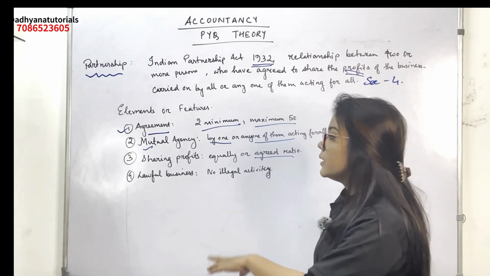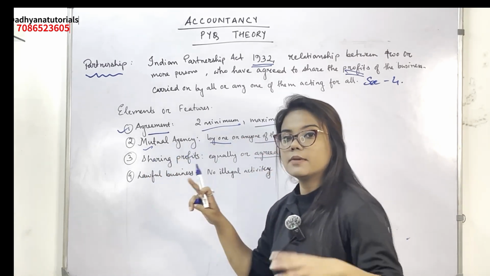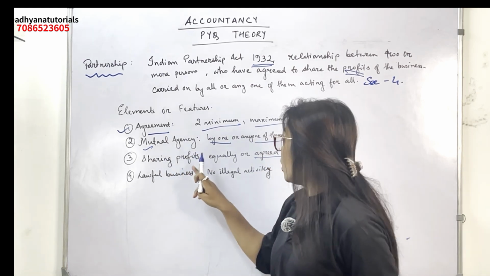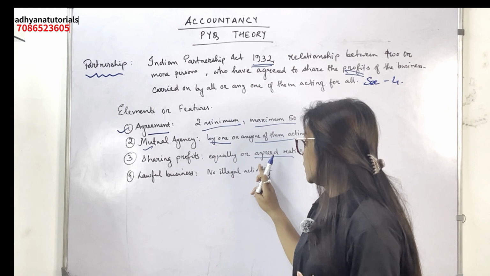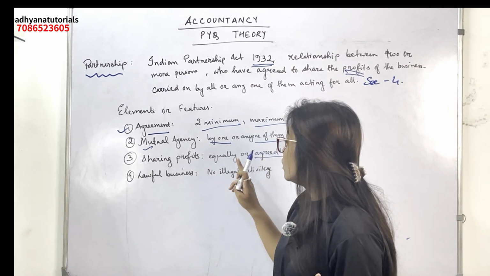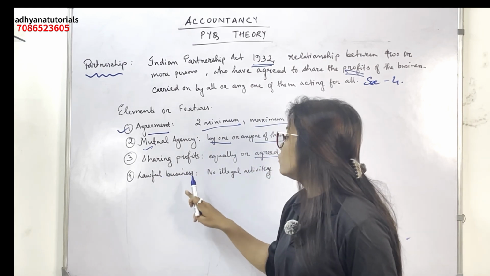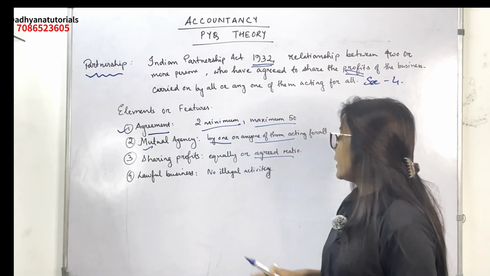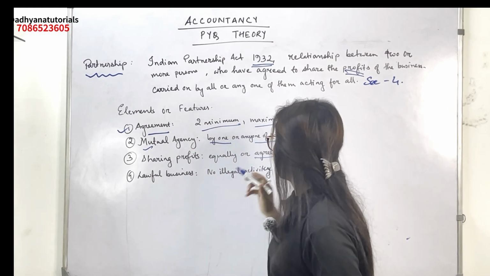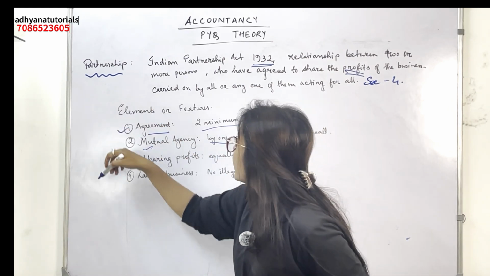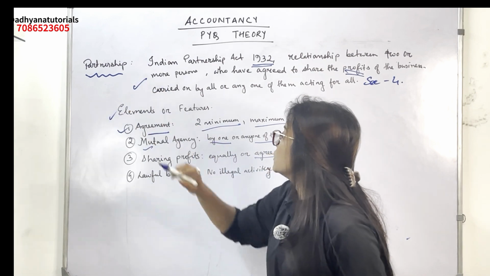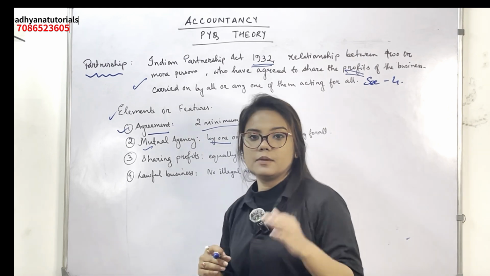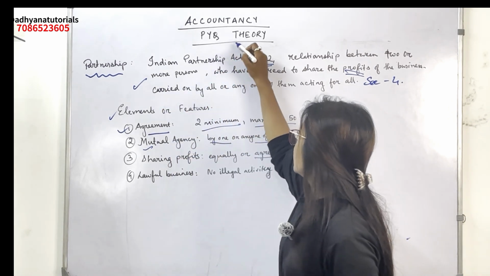Let me explain again: there should be an agreement, mutual agency means all the partners should work together, they should agree to share the profits, either equally or in an agreed ratio, not only profits but also losses. And lawful business means no illegal activity, कोई illegal activity वो लोग carry on नहीं कर सकते हैं, ठीक है? So this is how I can sum up what is partnership and elements of partnership. The most frequently asked question from chapter 1 of partnership firm of accountancy HS second year.